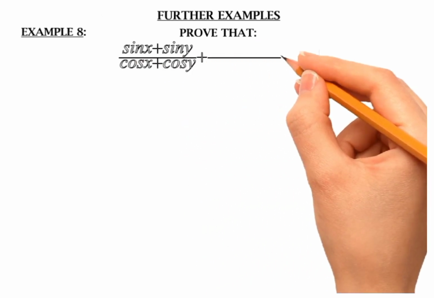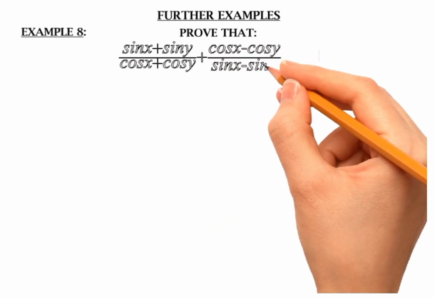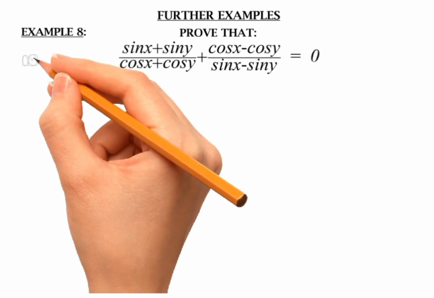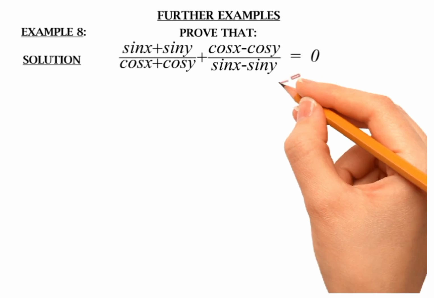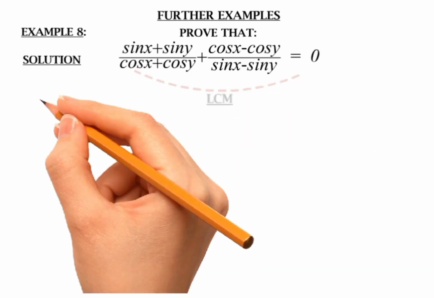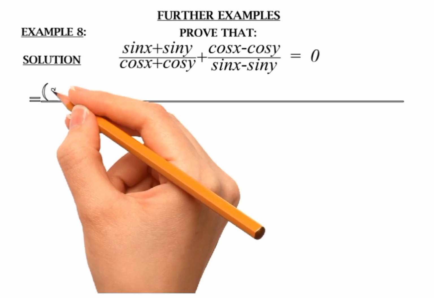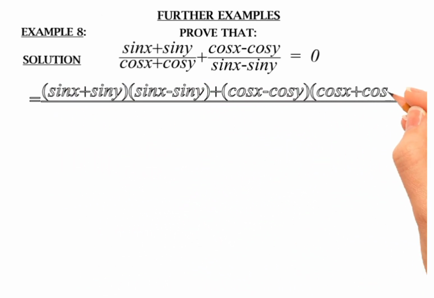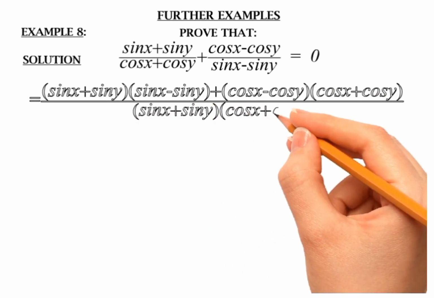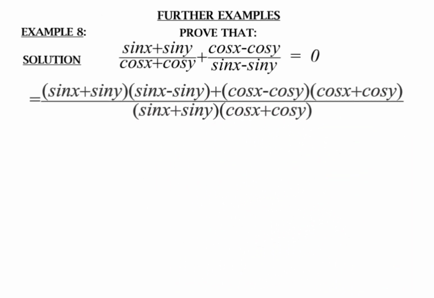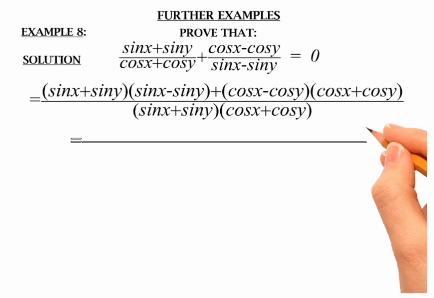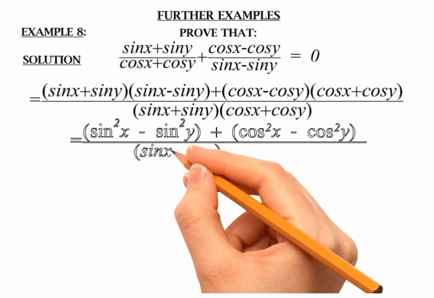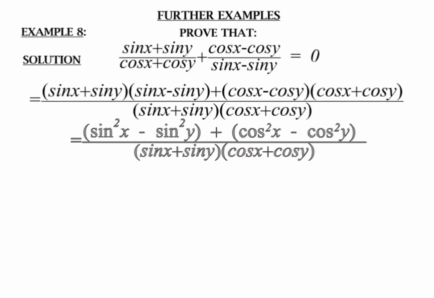We want to prove that sine x plus sine y over cos x plus cos y plus cos x minus cos y over sine x minus sine y is equal to 0. To prove this, let's start by converting the side to a single fraction. The following emerges. Now, expand the numerator. We obtain sin square x minus sin square y plus cos square x minus cos square y over sin x plus sin y multiplied by cos x plus cos y.